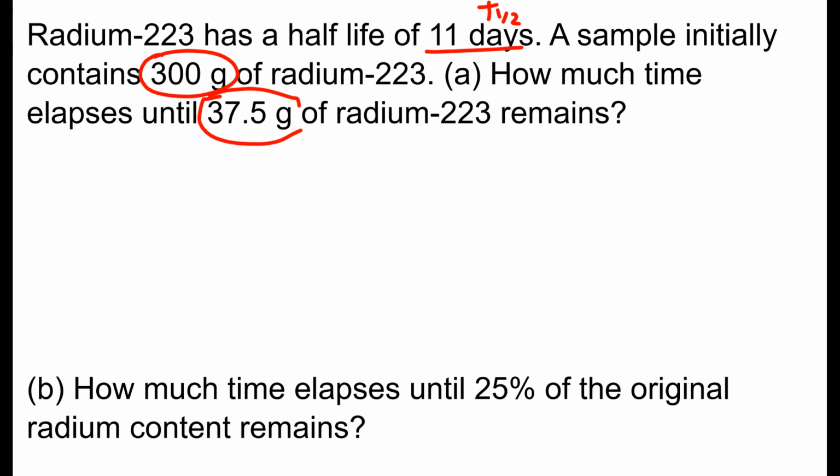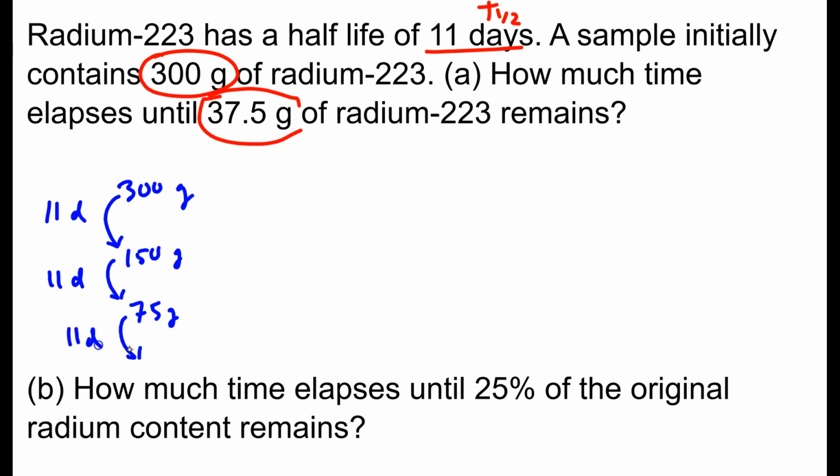So what did we do? We said, start with 300, cut it in half, that's 150. So that must have been 1 half-life, which is 11 days. Cut it in half again, and we are at 75, 11 more days. Cut it in half again, 37.5 grams. So how many days in sum did we have to go through? 33.